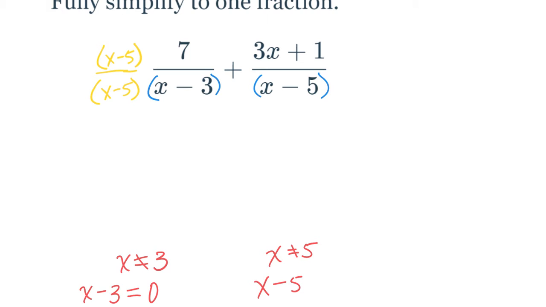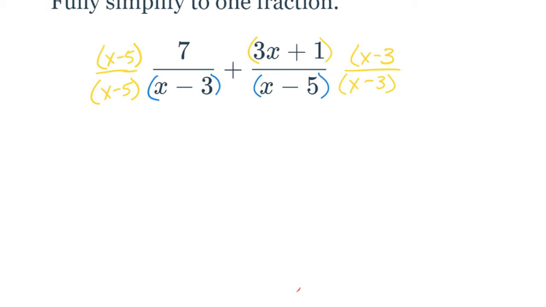On the right side, we have an x minus 5, and it's lacking an x minus 3. So we will multiply times x minus 3, and we will also multiply the top by the same amount. Now, it's always a good move to put your binomials in parentheses, just like I've done there. Now, for space's sake, I'm going to erase this stuff down here, but we need to know that our excluded values are 3 and 5.